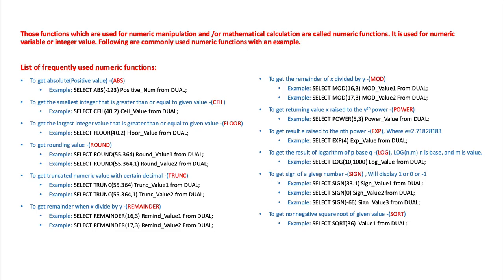The next function is the sign function. The sign function gives 3 results. For all positive values, it gives the value 1. For the 0 value, it gives the value 0. For all negative values, it gives negative 1. And the next one is the square root function. To get the non-negative square root of a given value, we use the square root function. Example is given here: square root of 36 is 6. These are the frequently used numeric functions in SQL. I will run those examples in our Oracle developer window and observe the result.